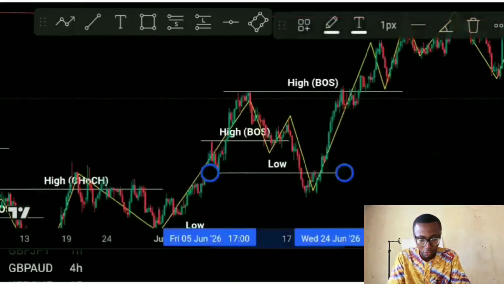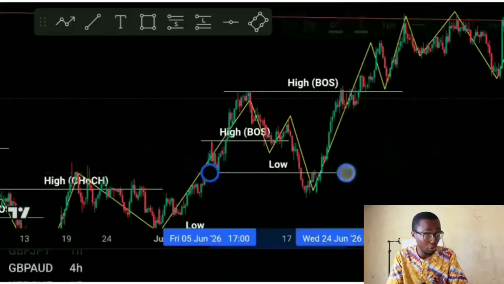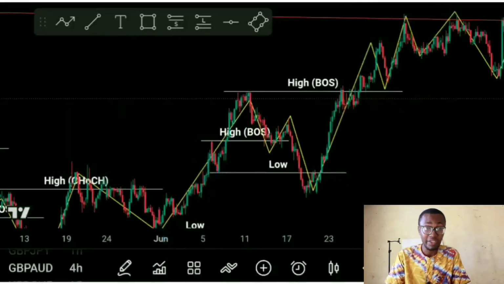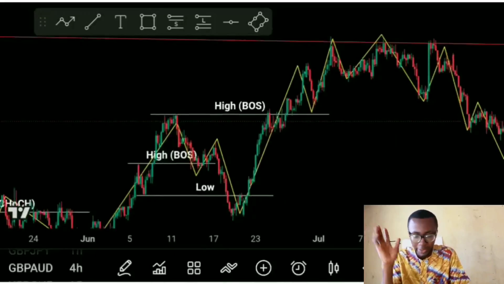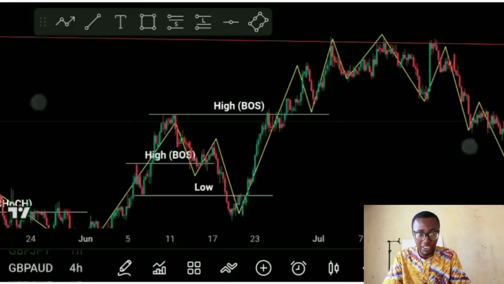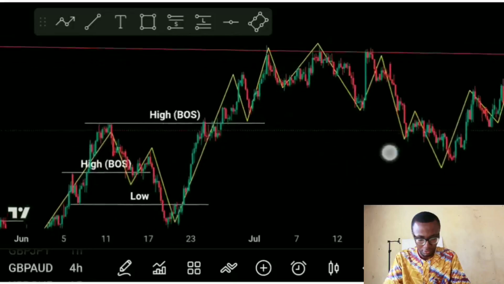So this low was broken. Normally you should call it change of character, right? But it's a fake change of character because it happens in the middle of nowhere. Normally it's supposed to happen inside a support zone or resistance zone. So let's continue.